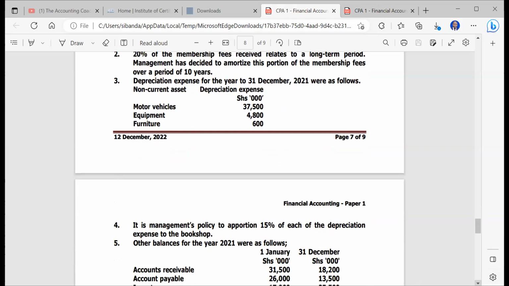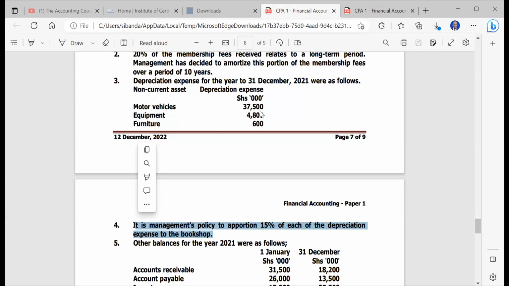But in case they gave you depreciation percentages and they gave you, let's say, cost amounts and maybe net book values and so on, you would definitely be asked to either use straight line depreciation or reducing balance, which I do believe that by this time you should really have the ability to compute respectively. Then we have this, they are saying it is management's policy to apportion 15% of each depreciation to the bookshop.